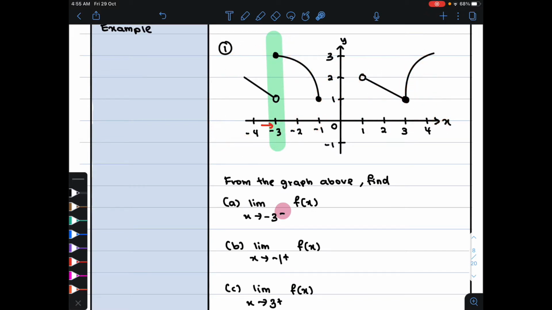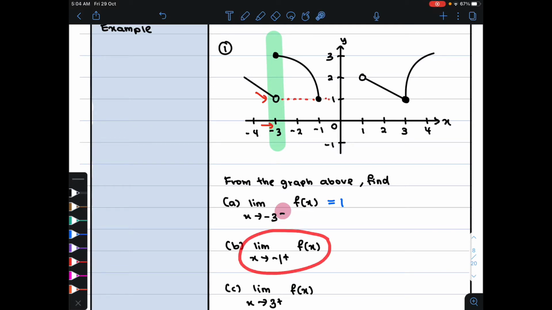Look at the graph that is the nearest to x equal to negative 3 from the left-hand side. So the graph that is the nearest is this one. And you can see that when the graph approaches negative 3 from the left-hand side, the value of y is 1. So the final answer is 1.